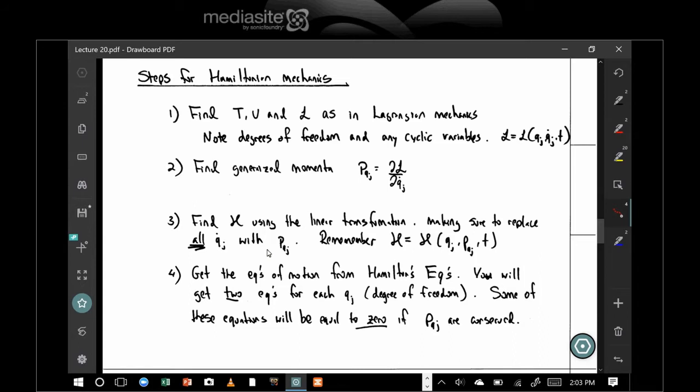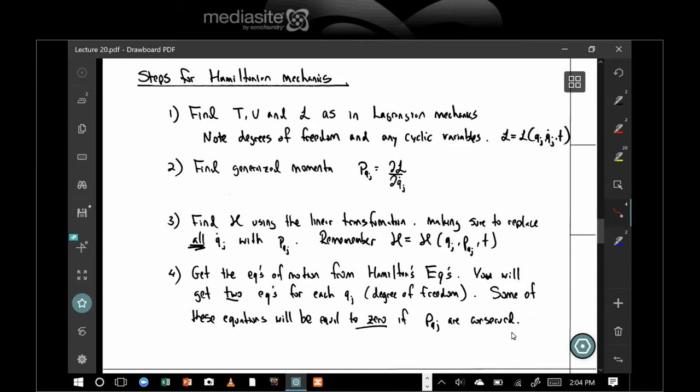In Lagrangian mechanics, for each degree of freedom, you get one second-order differential equation. In Hamiltonian mechanics, for each degree of freedom, you get two first-order differential equations. But as we talked about before, any second-order differential equation can be written as two coupled first-order differential equations. So in the end, they're the same equations. You don't get any new physics from Hamiltonian mechanics.